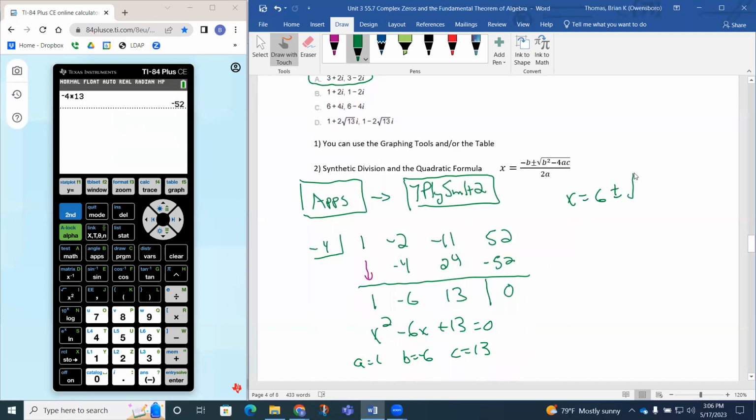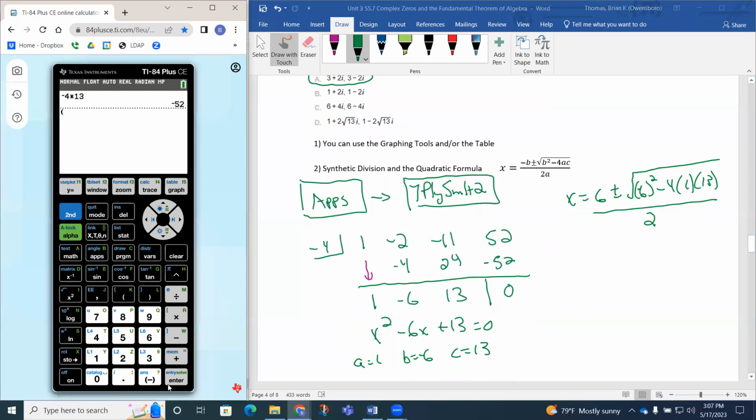So x is going to equal then the opposite of -6, which would be 6, plus or minus the square root of, so I have a negative 6 squared minus 4 times a, which is 1, times c, which is 13. And then we're going to divide all this by 2 times a. 2 times 1 would just be 2. So the only math I really need to do is what's inside the radical, which is called the discriminant. It kind of tells you what kind of roots we have.